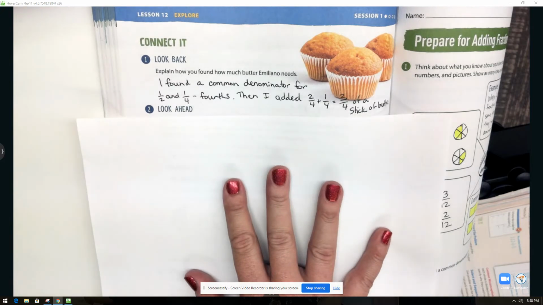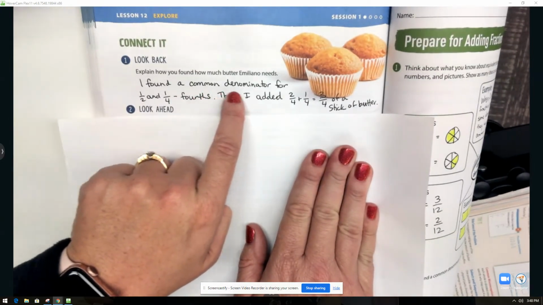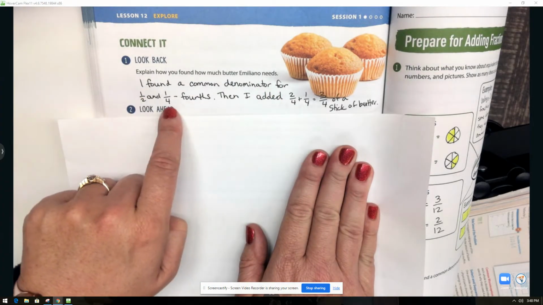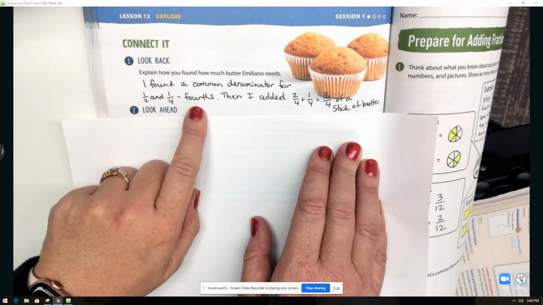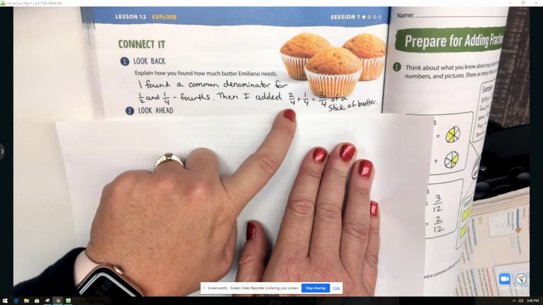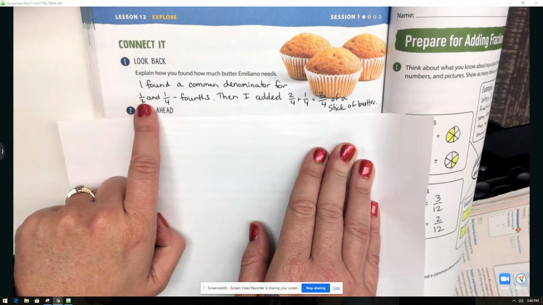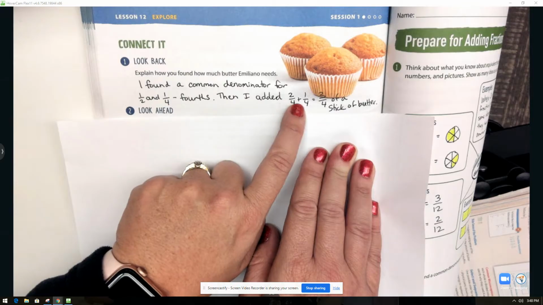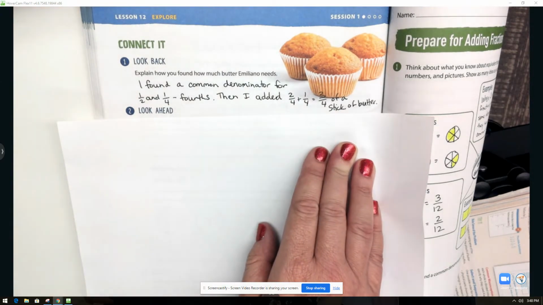So here's what we did. I found a common denominator for 1/2 and 1/4. The common denominator was fourths. Then I added 2/4 because 2/4 is an equivalent fraction to 1/2. So I added 2/4 and 1/4 and got 3/4 of a stick of butter.